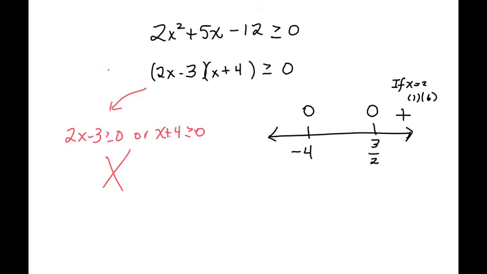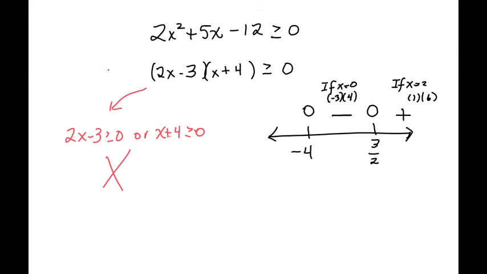That also works. So let's try a number between negative 4 and 3 halves. The easiest one would be 0. If x equals 0, I have negative 3 times 4. Okay, that's what I don't want. One of them positive and one of them negative, because then they'll multiply to a negative number.